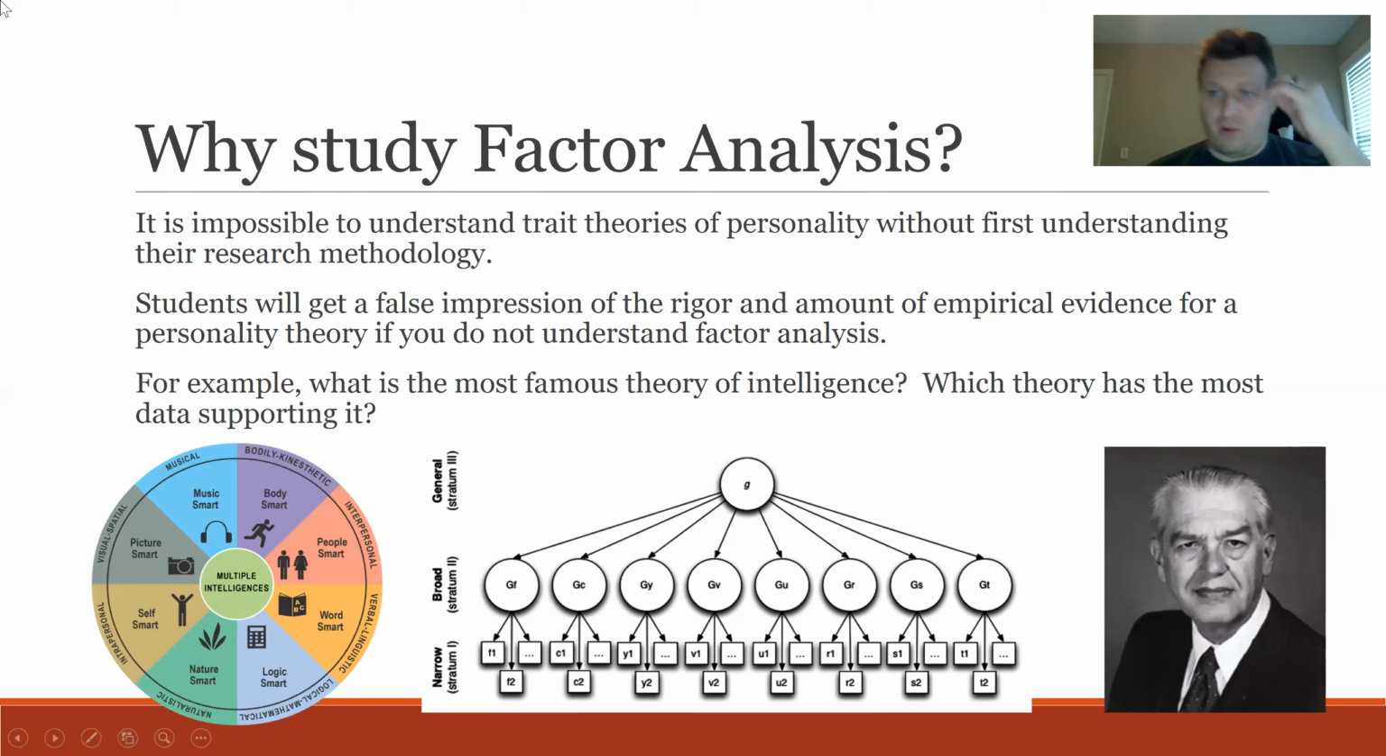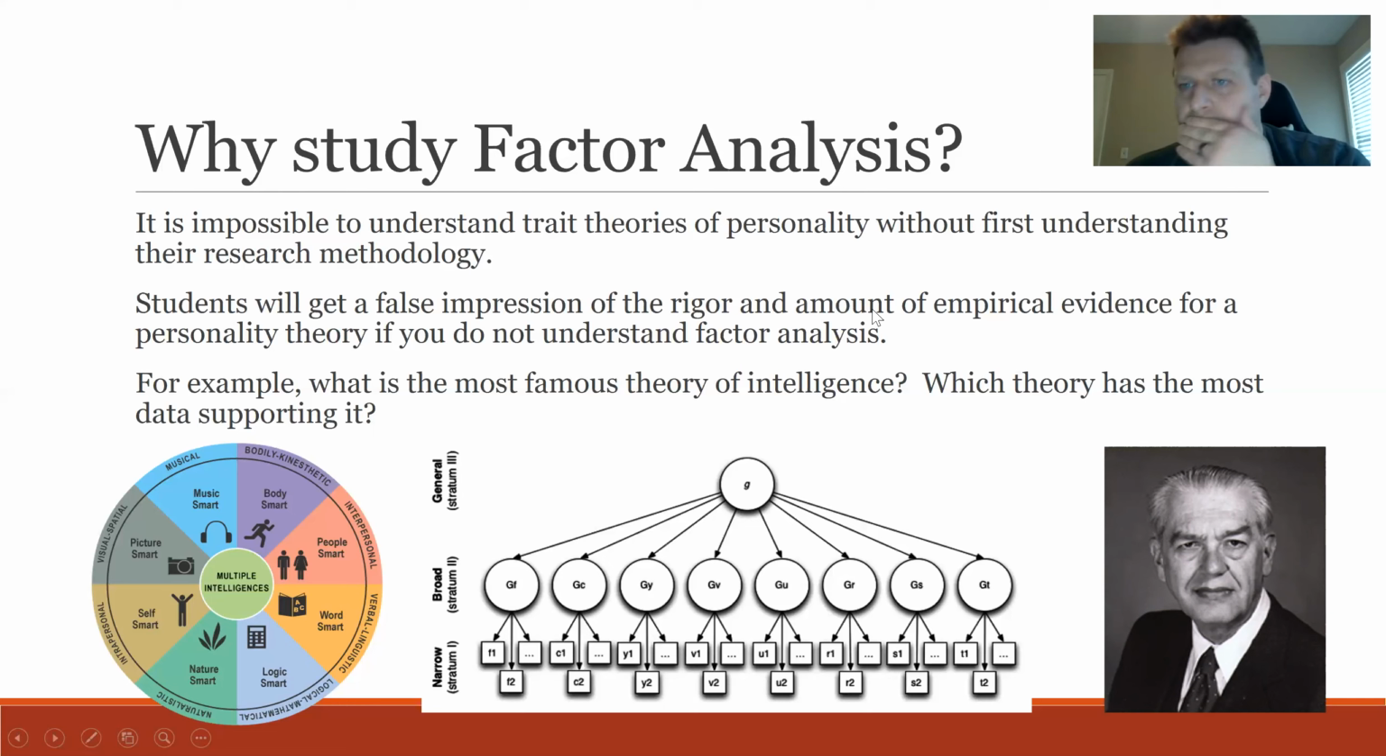Here is Jack Carroll. Jack Carroll, in 1993, came out with a book in which he had spent the past 8 or so years of his life analyzing every single study he could get his hands on that looked at human intelligence. And he used this statistical technique, factor analysis, over and over again for all these different studies, and he kept finding evidence for this model.